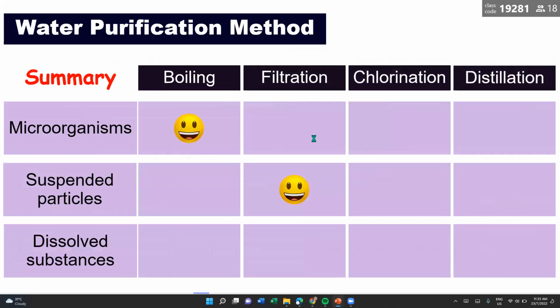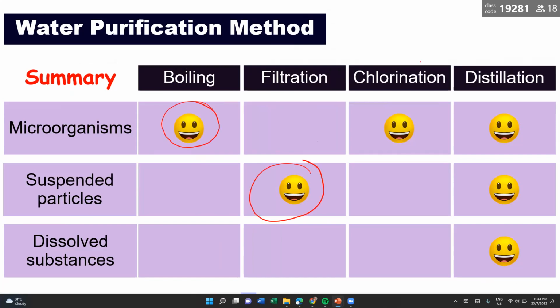So let's see here. The good one that we see here is distillation. Everything is perfect. For boiling, it just kills the microorganisms. For filtration, suspended particles. For chlorination, microorganisms as well. And distillation, it ticks all the boxes here. Do you all understand what teacher is saying?